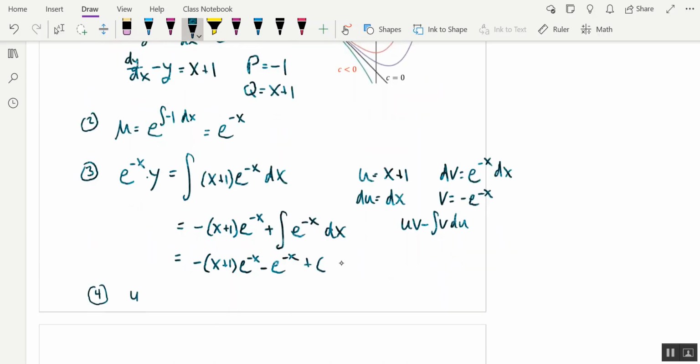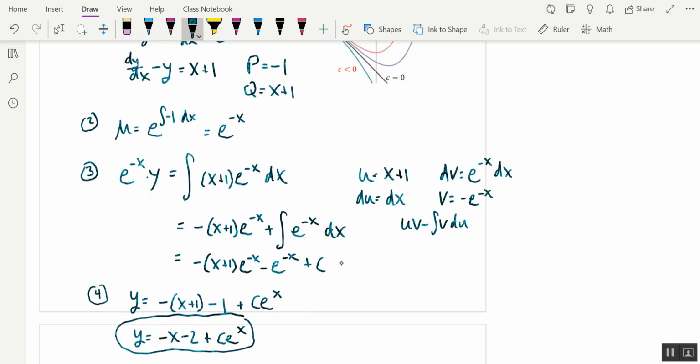Step 4, so I get y equals negative x plus 1 minus 1 plus ce to the positive x. And then just a little bit of cleanup, combine like terms, negative x minus 2 plus ce to the positive x. So hopefully you guys all got that as your answer.